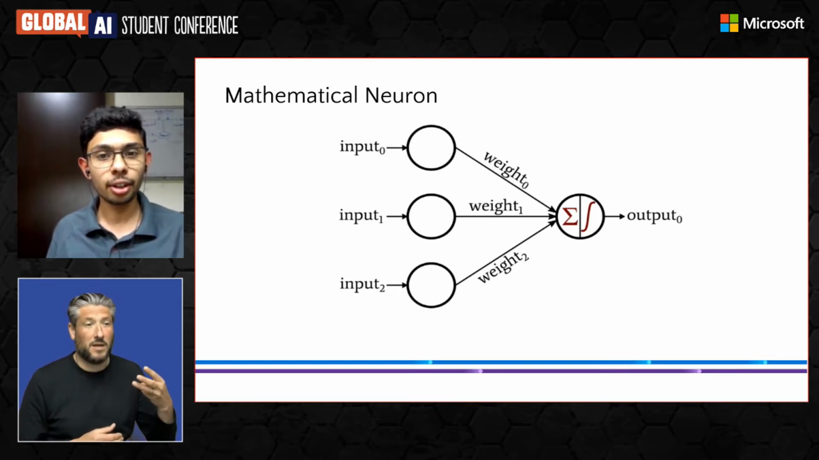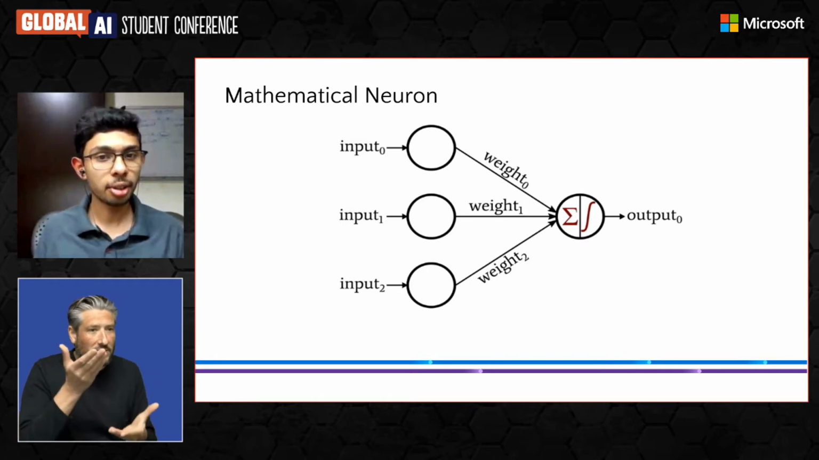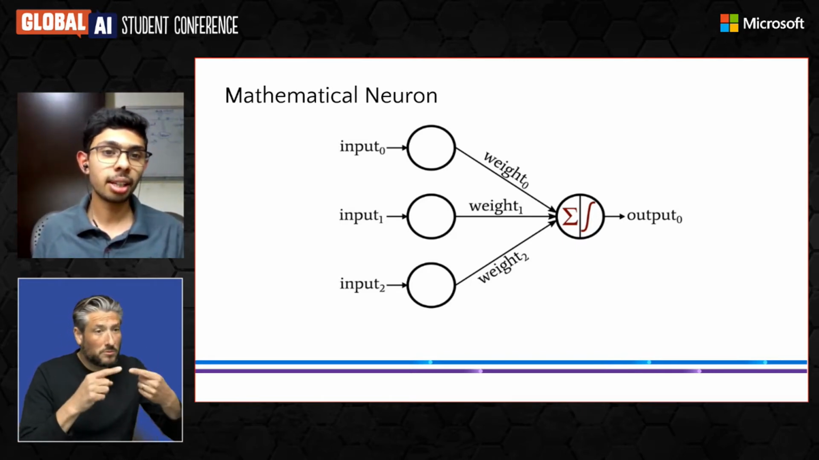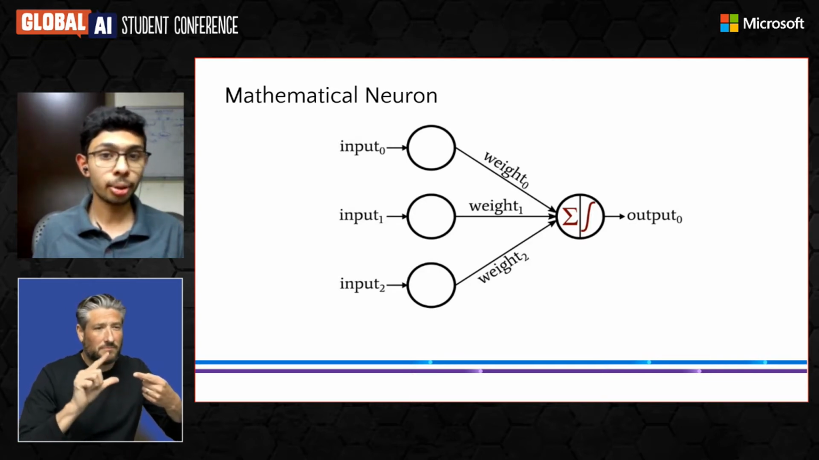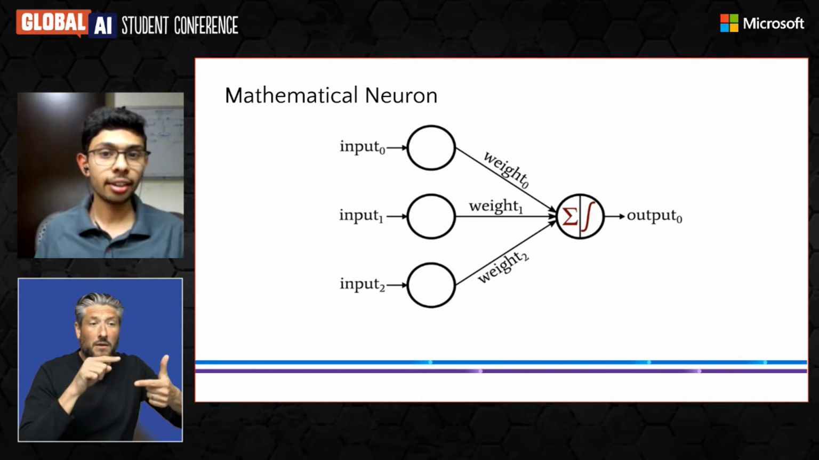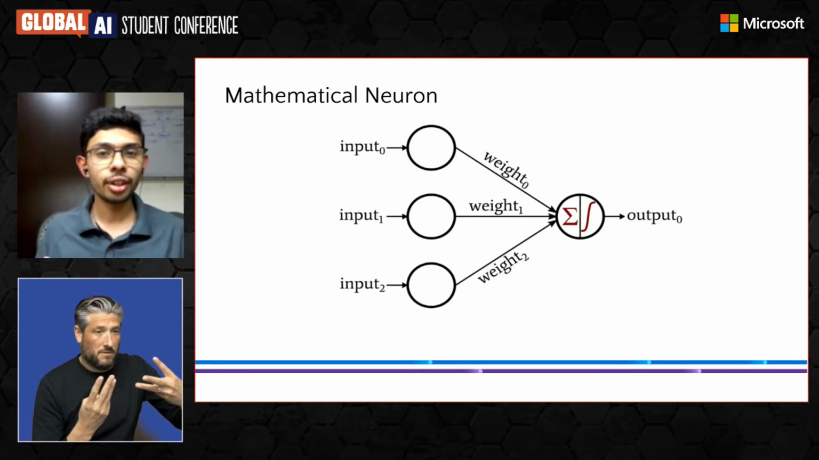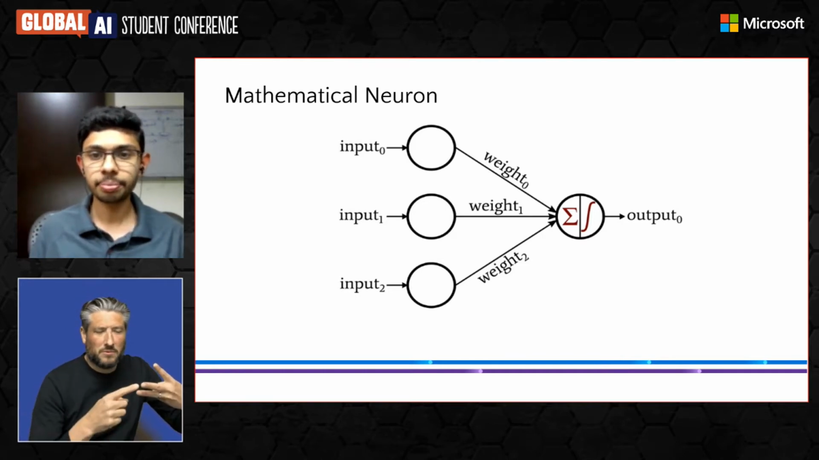And then you have weights. Weights tell us how important the corresponding input is. So if you think input 0 is more important than input 2, then you would assign weight 0 to be much greater than weight 2. They tell us the relative importance of the inputs.